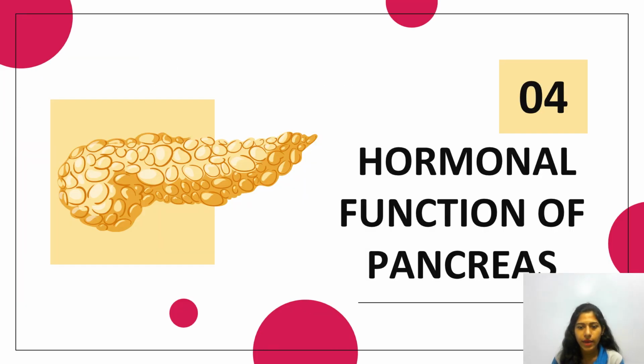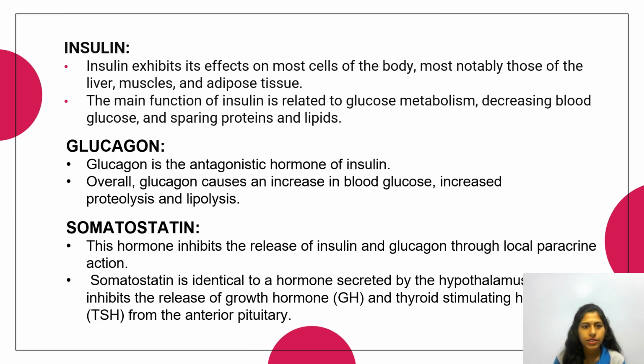Hormonal functions of pancreas. Insulin. Insulin exhibits its effects on most cells of the body, most notably those of the liver, muscles, and adipose tissues. The main functions of insulin are related to glucose metabolism, decreasing blood glucose, and sparing proteins and lipids.